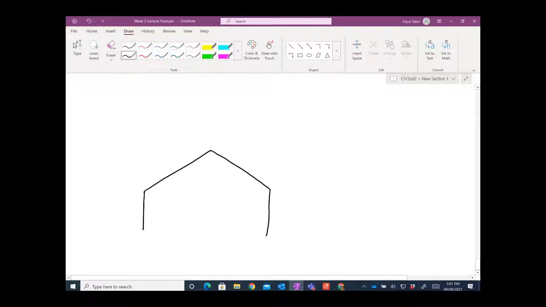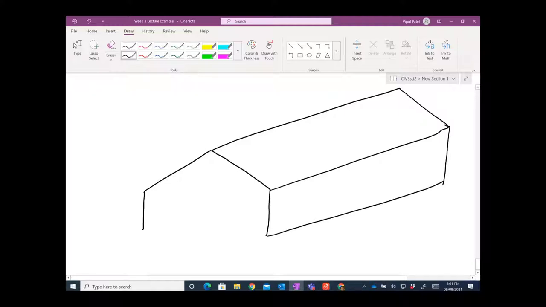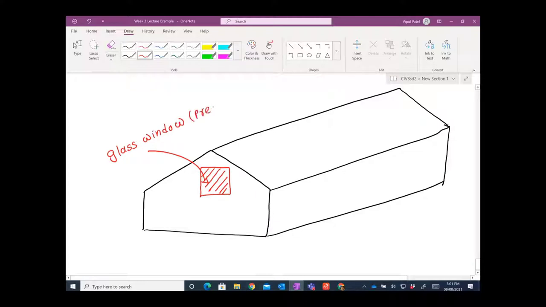So let me draw up this 3D. I hope you can imagine this, and we have this, and hopefully that's this one. Okay, so I hope this is a church building. We have this stained glass window here, and we need to find the pressure on this stained glass window. That's the first question they ask you.